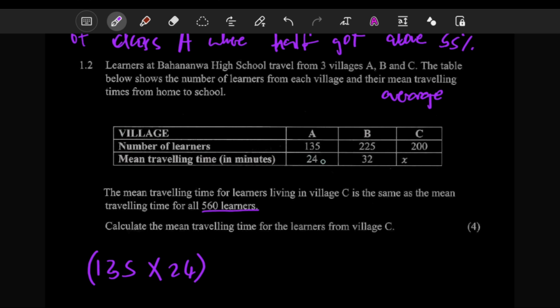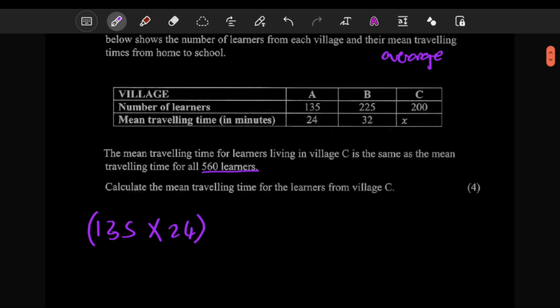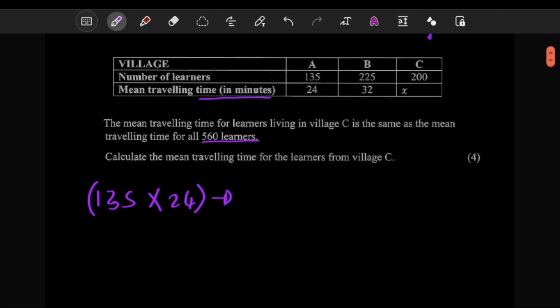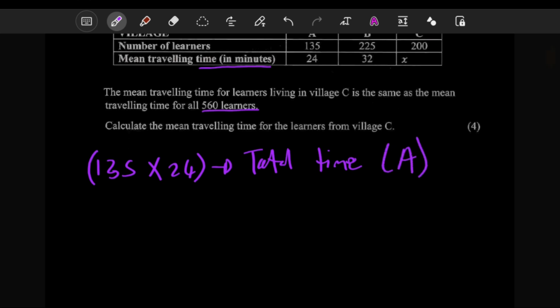If the average is 24, it means the total traveling minutes you would be adding up is 24 minutes times 135 learners. So let's say here, total time. This is the total time for the learners in village A.